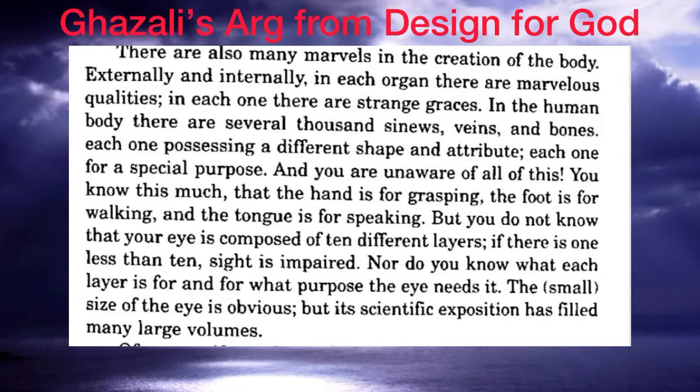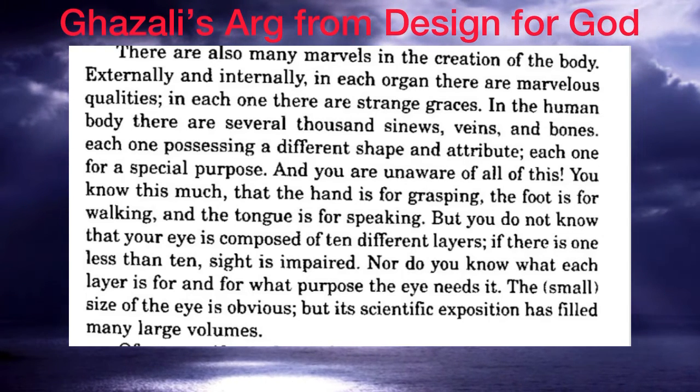In each organ there are marvelous qualities. In each one there are strange graces. In the human body there are several thousand sinews, veins, and bones, each one possessing a different shape and attribute, each one for a special purpose. And you are unaware of all this. You know this much, that the hand is for grasping, the foot is for walking, the tongue is for speaking.